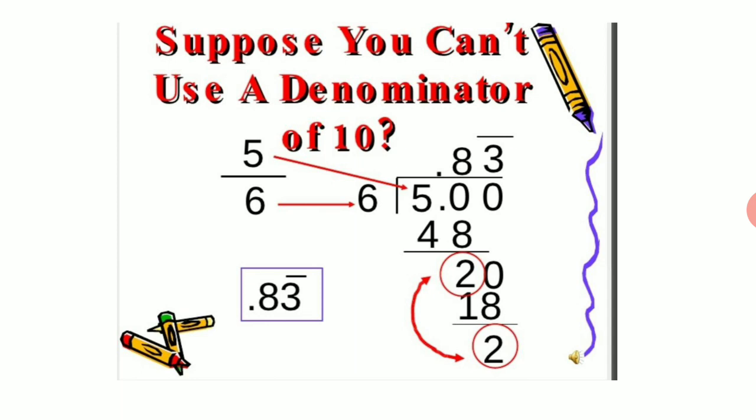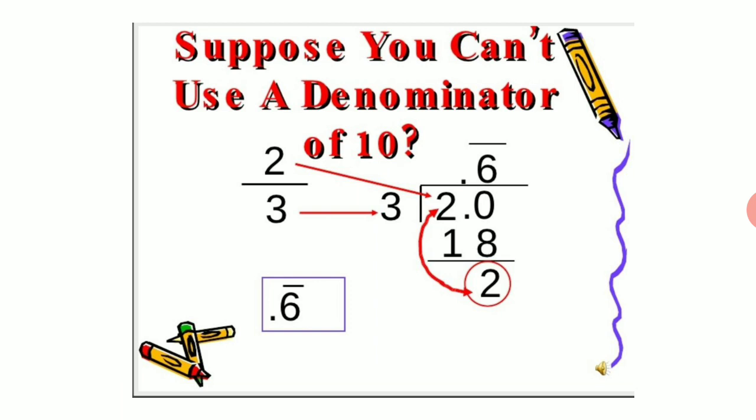Because, children, this 3 will go on repeating. That is why a bar is given over 3. That means it is a recurring number. Recurring means something that goes on repeating. Okay. So now the answer that we got after dividing 5 by 6, which was in the fractional form, we got the answer in the decimal as 0.83.